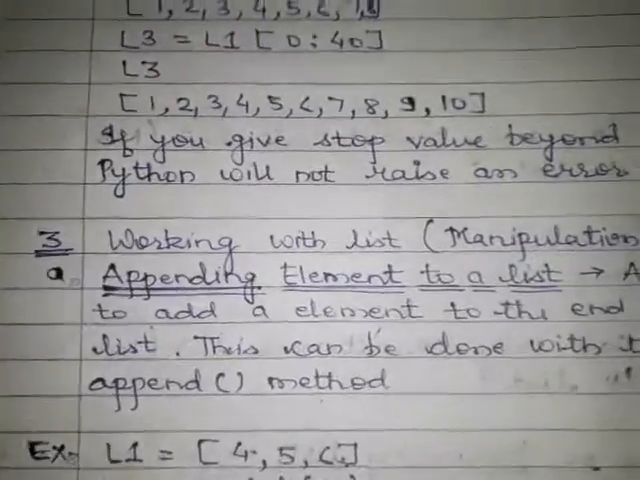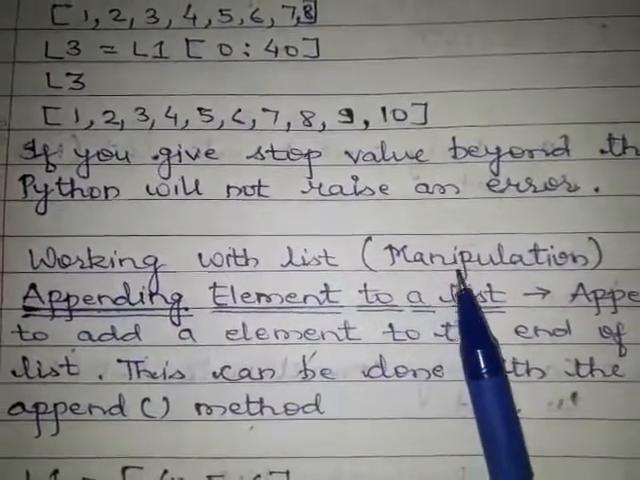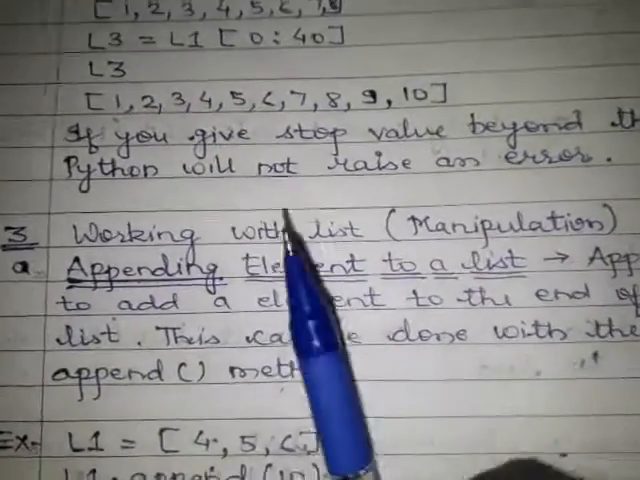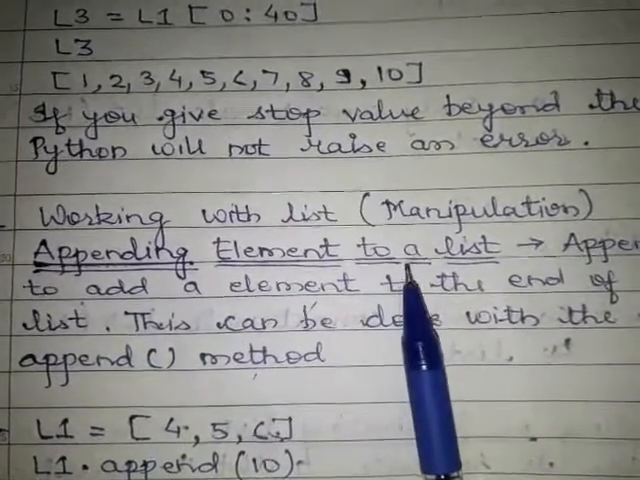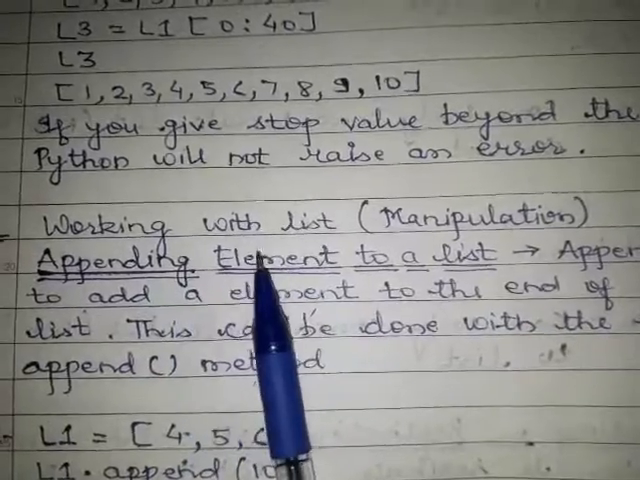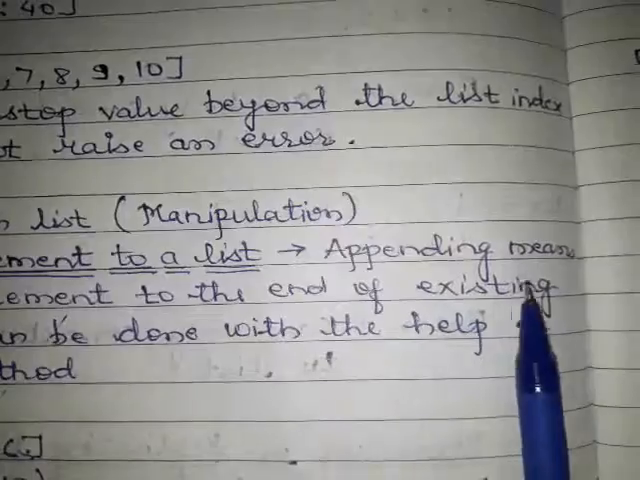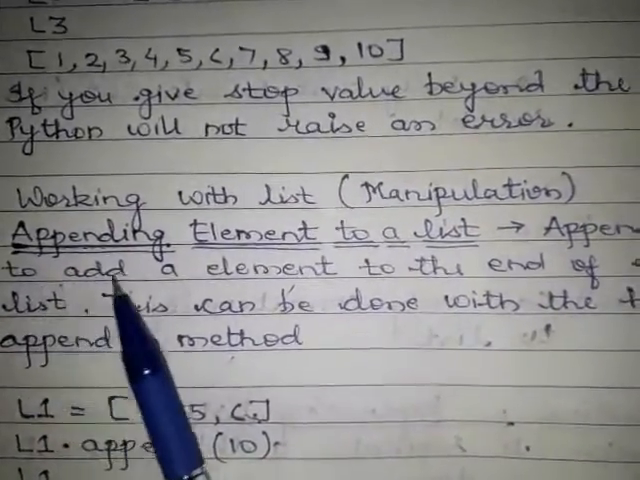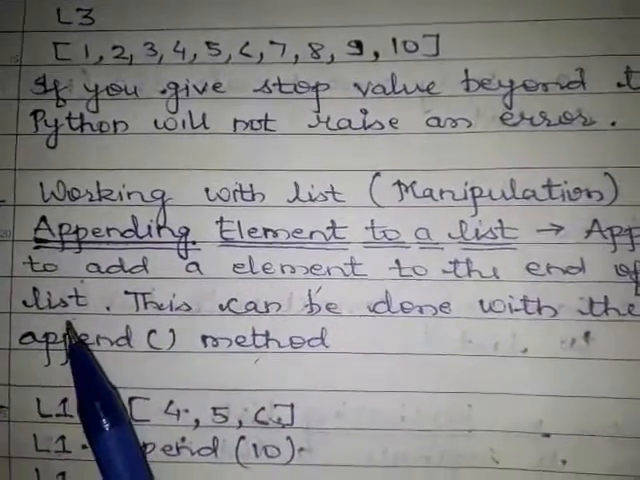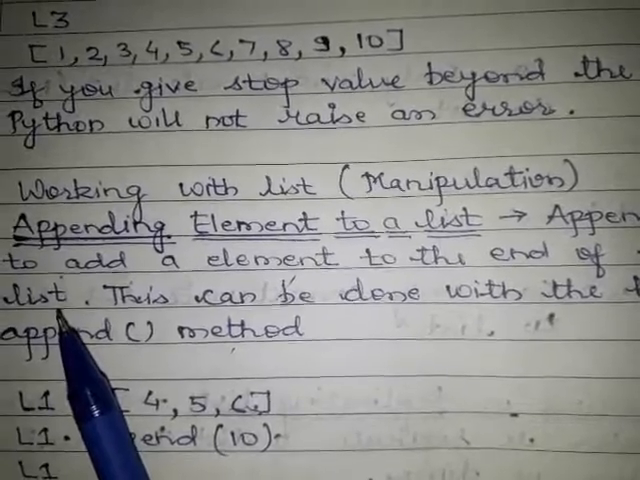Now our next topic is working with lists, which is also called manipulations, which means making some changes in the list. So the first topic is appending an element to a list. Appending elements means to add an element at the last of the list. Appending means to add an element to the end of an existing list. It means the list will be there and we have to add an element at the last.